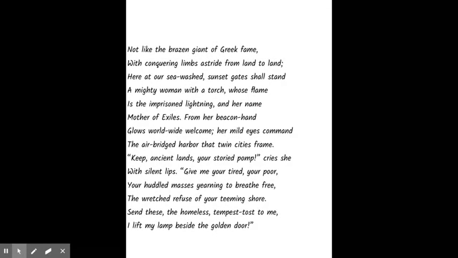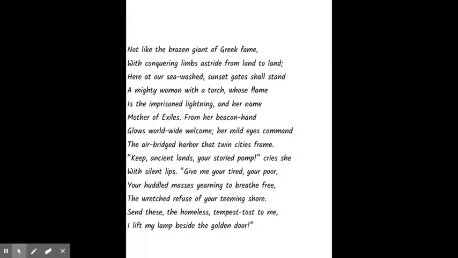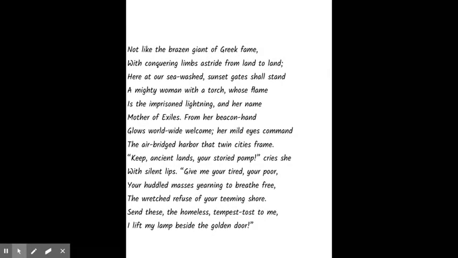Here is the poem. And I'm going to read through it one time, and then we'll talk. Well, I'll talk because you can't talk because this is recording.